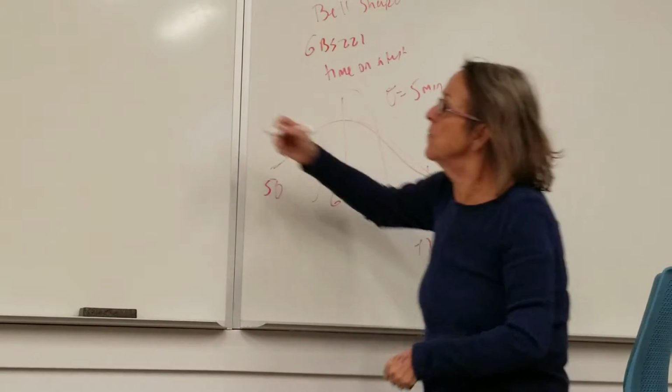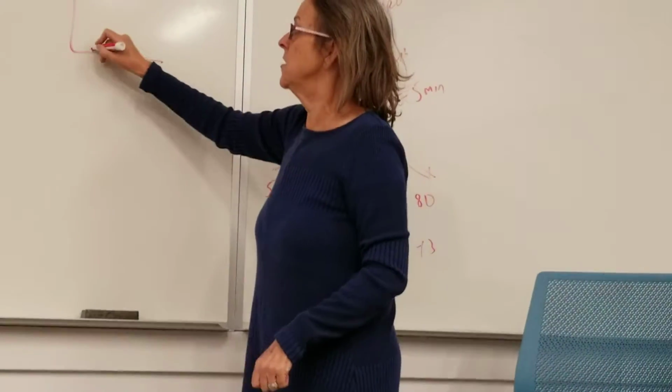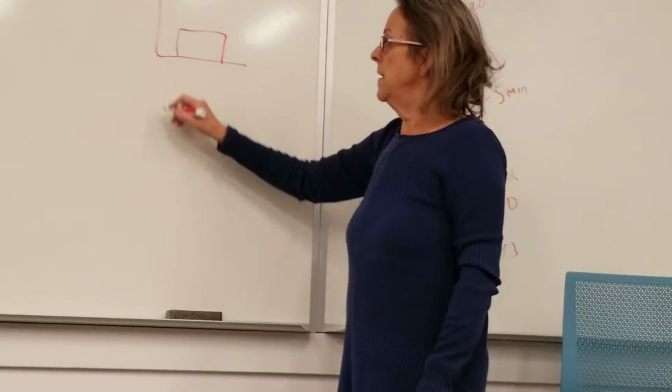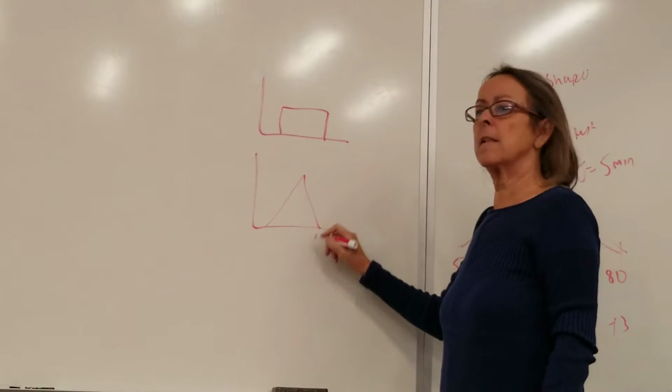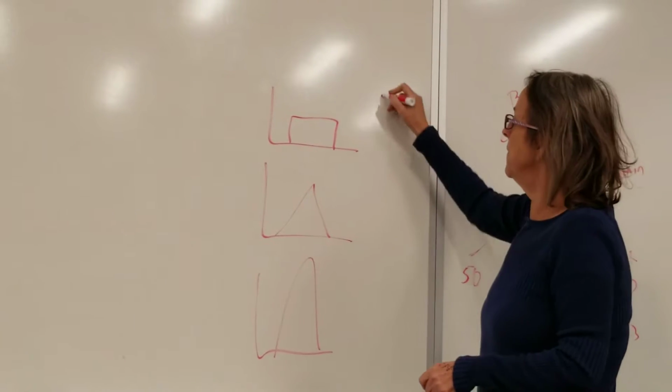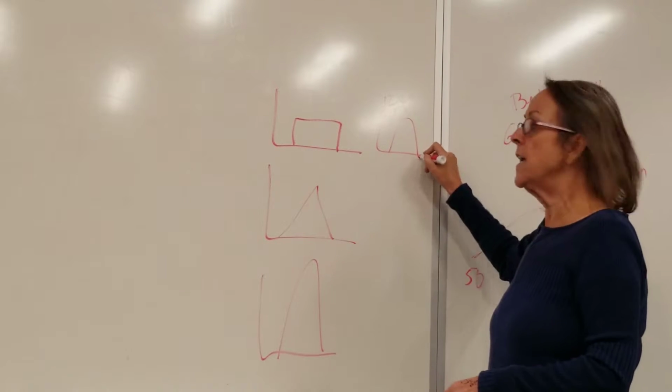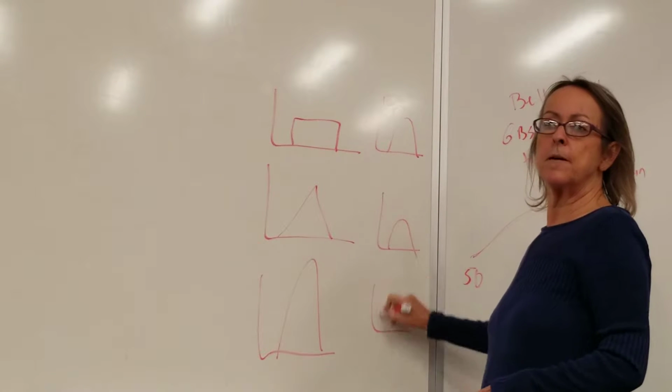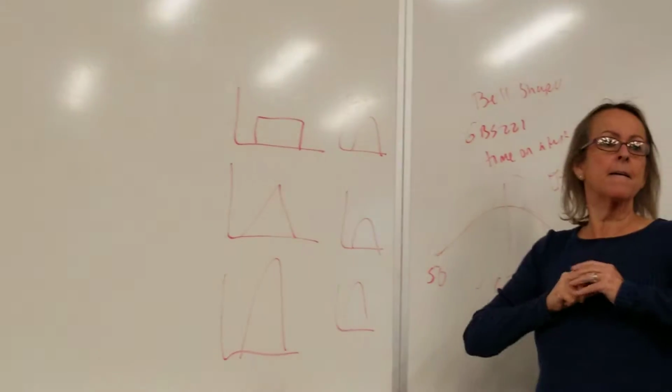But I showed you other ones where the underlying population was not bell-shaped. When we took samples of 2, it looked like that. But by the time we got to samples of 5, it was bell-shaped. But if this one had started out bell-shaped, this would have been bell-shaped all the way down. Does that make sense?